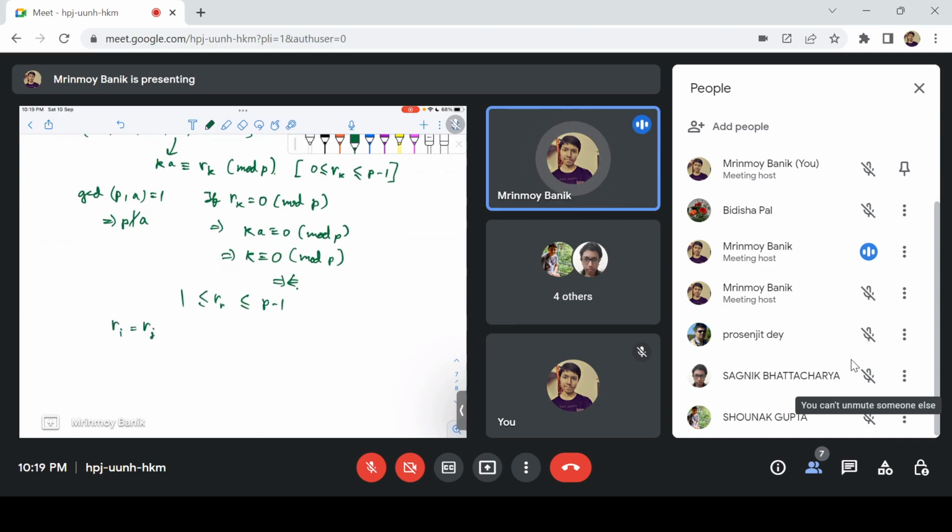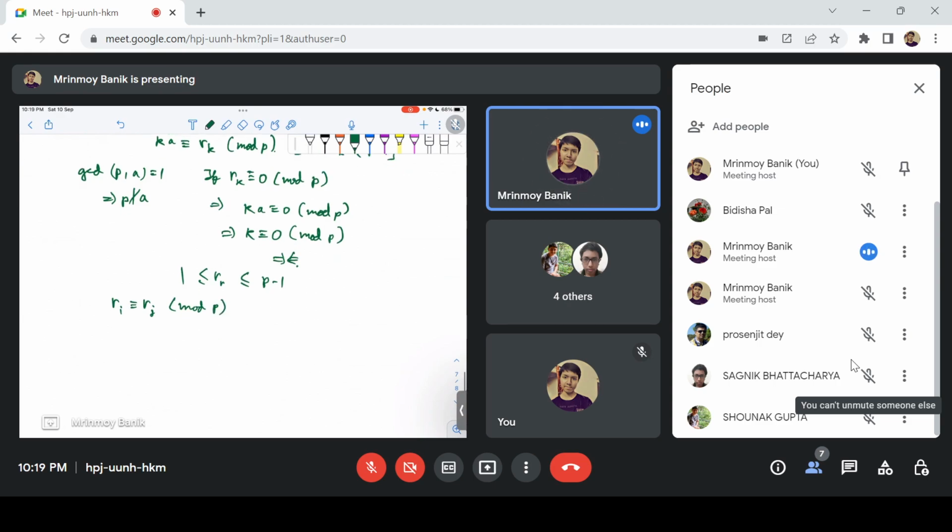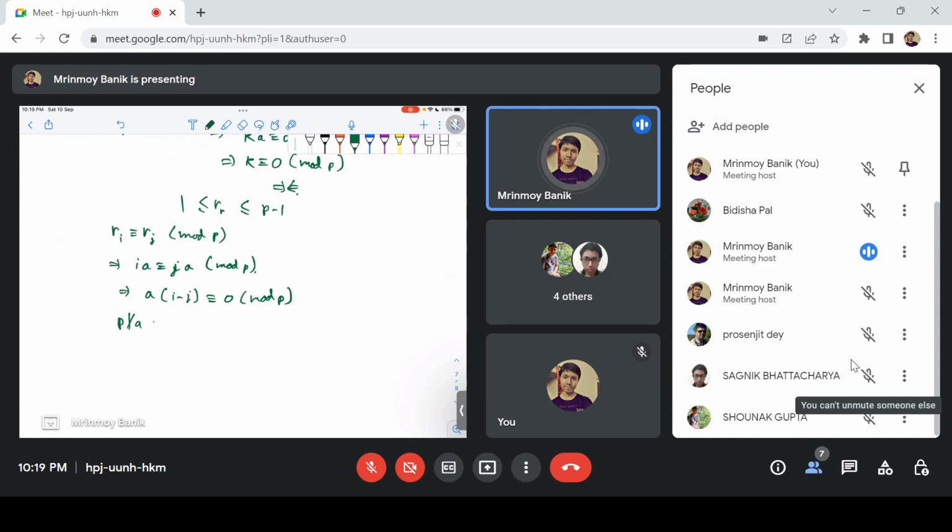Now let's suppose Ri is congruent to Rj mod p. Can we say now that the corresponding ia is congruent to ja mod p? And similarly, if we take them to one side, (i minus j)a is congruent to 0 mod p, and p doesn't divide a, which implies i minus j is divisible by p for this to hold true.